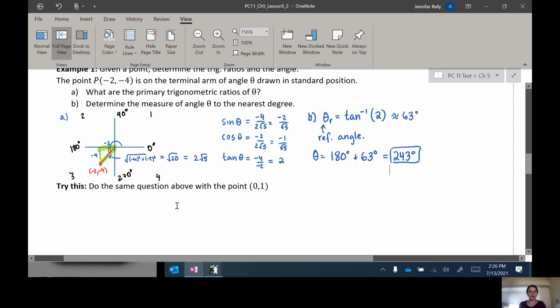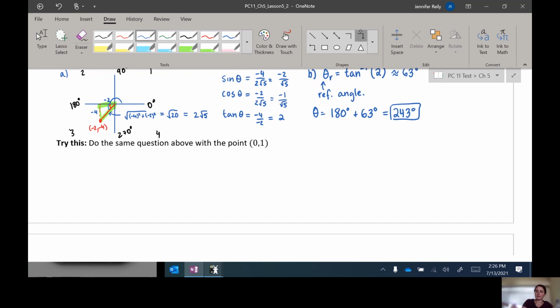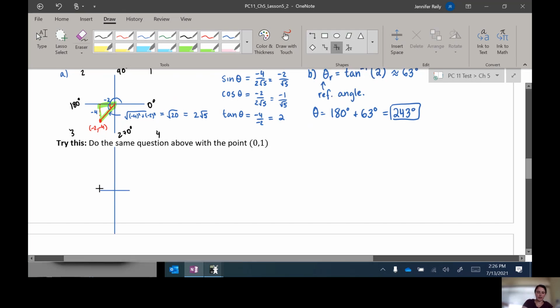Okay, next question. You might want to pause here and try this one on your own, or you can do it with me. It's up to you. We're going to try the same thing with this point, (0, 1), because this one's a bit of a special case. Let's see what happens. I'm going to draw my axes here, and write down my little 180, 270. So (0, 1) happens to be right on the y-axis.